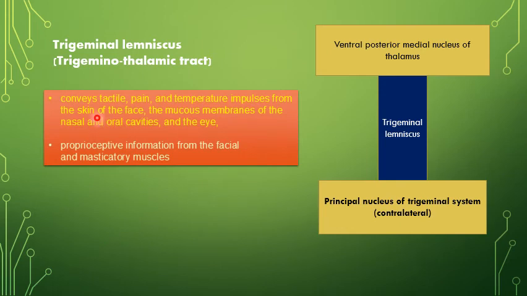So the trigeminal lemniscus conveys the tactile, pain, temperature impulses from the skin of the face, the mucous membrane of the nasal and oral cavities and the eye. So from the eyes, from the mucous membranes of the nasal and oral cavity and the skin of the face, it carries the tactile, pain and temperature impulses. It also carries the proprioceptive information from the facial and masticatory muscles.